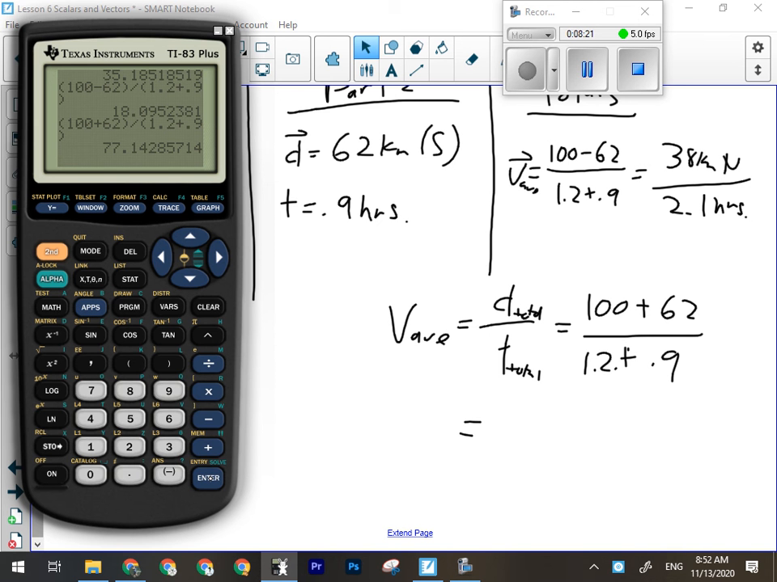Everybody all right with how that one works? So if you run into a problem that has two parts, this is how you solve it. You have to remember that for an entire trip, the average over an entire trip is total distance over total time. Some questions will try to trick you, and they'll give you the velocity for part one and the velocity for part two, and then the time for one of them and the distance for the other. A lot of people will just go, oh, I've got the two velocities, I add them together, divide by 2, and they totally forget that that's not how you do it.